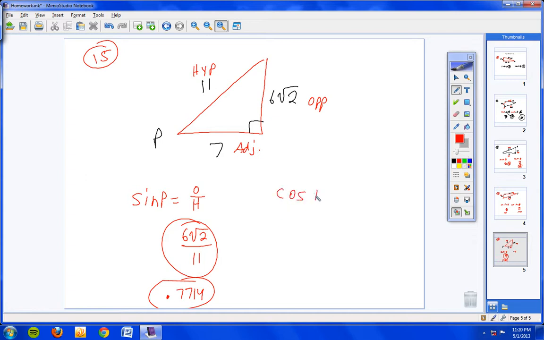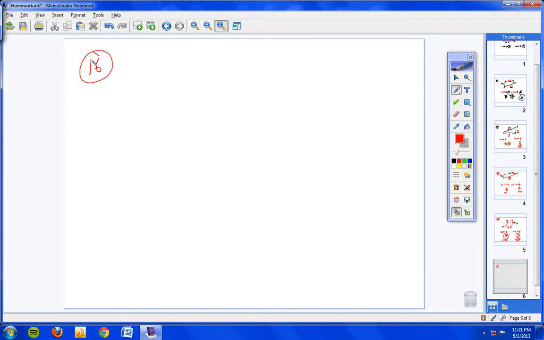Okay, cosine of p would be adjacent over hypotenuse. So adjacent is 7. Hypotenuse is 11, so that's easy, 7/11. And then 7 divided by 11 is 0.6363. All right, let's take a look at one more problem, our last one, and the rest are going to be calculator problems. That's a pretty simple assignment, okay? Not that difficult.